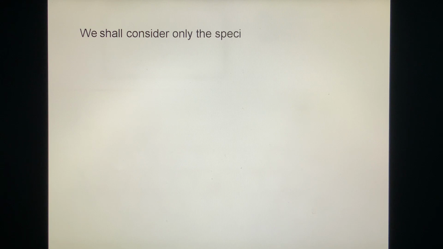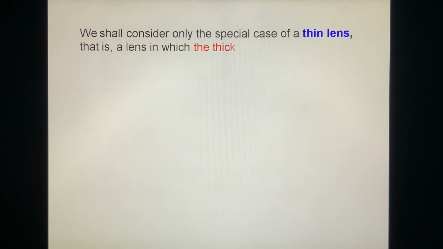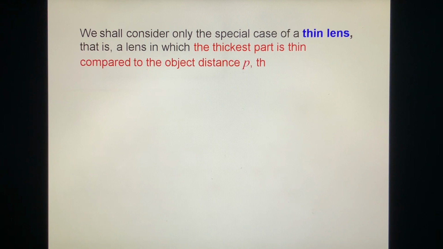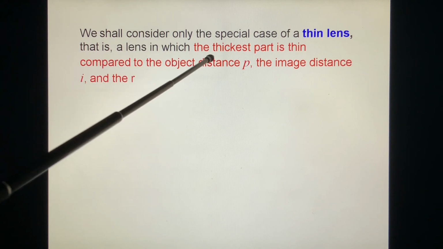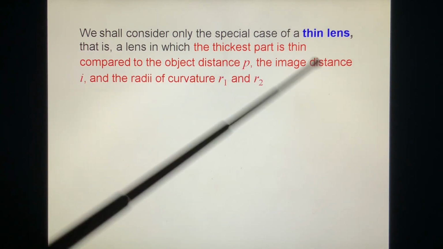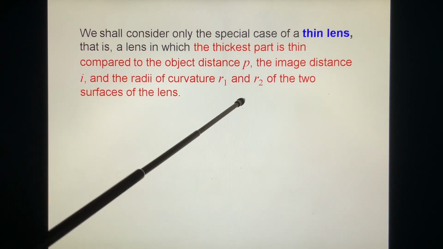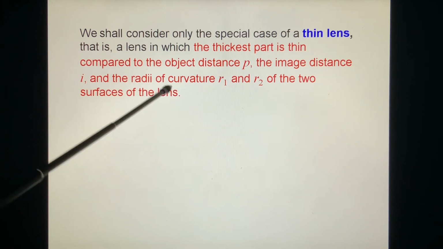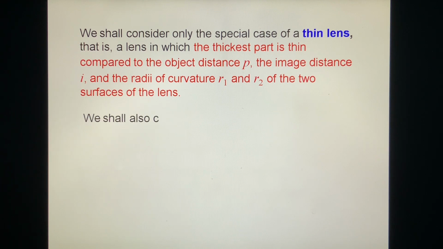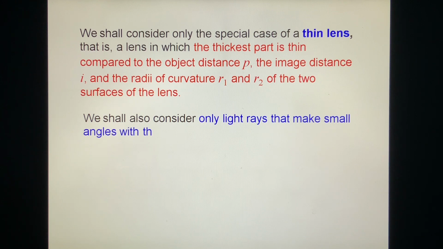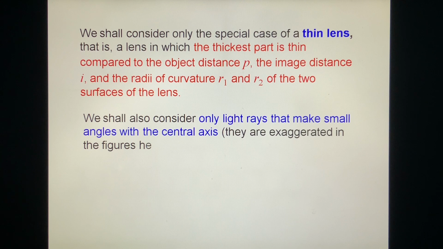We consider only the special case of a thin lens, that is, a lens in which the thickness is thin compared to the object distance p, the image distance i, and the radii of curvature R1 and R2 of the two surfaces of the lens. We also consider only light rays that make a small angle with the central axis. They are exaggerated in the figures here.